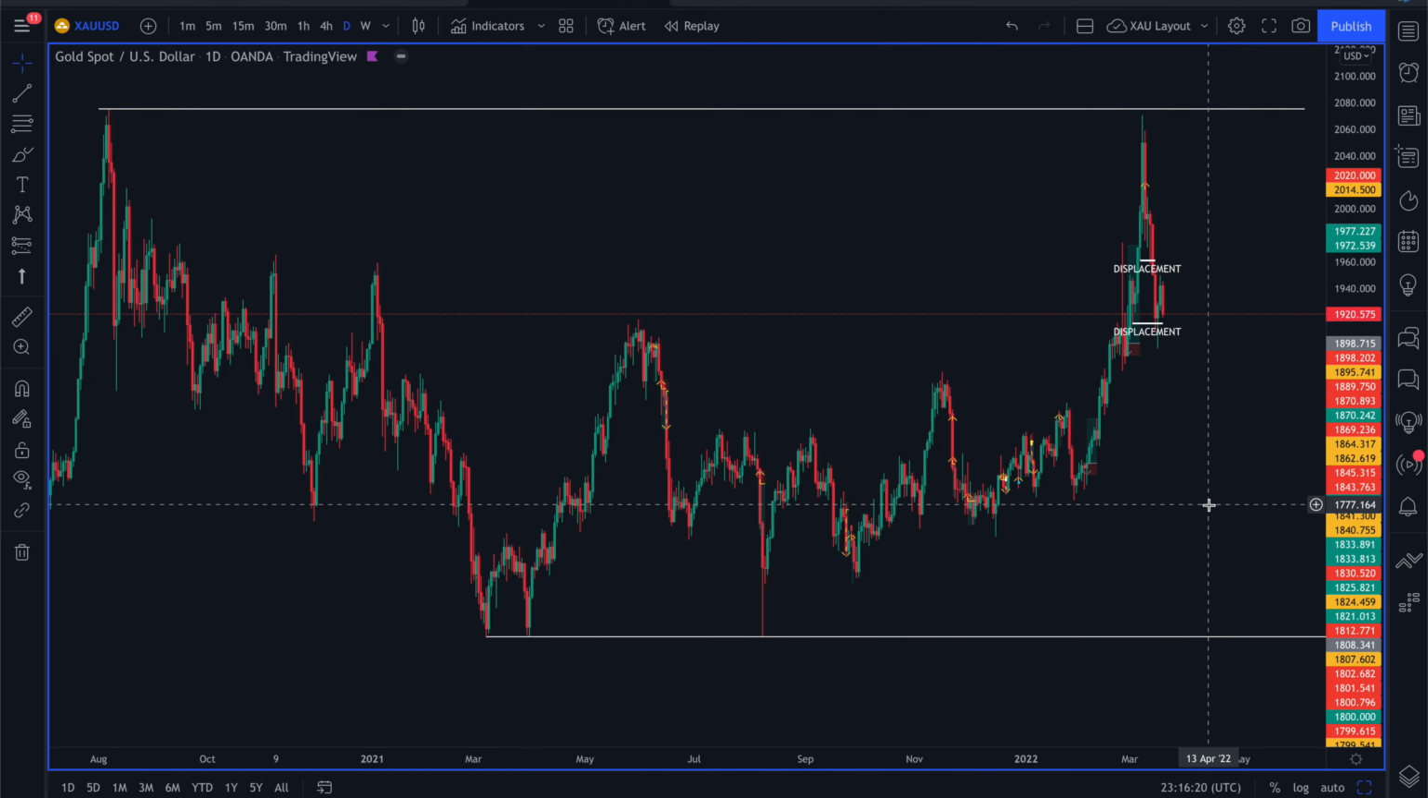Now, the last pair that I'm looking at today is XAU to USD. I haven't actually traded this market in a while. This is one of my favorite pairs to trade, but with current fundamentals and the way the world is going at the moment, gold has been, let's say, a little bit unpredictable.